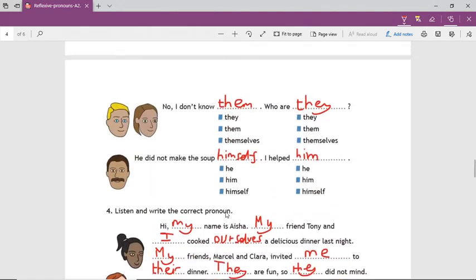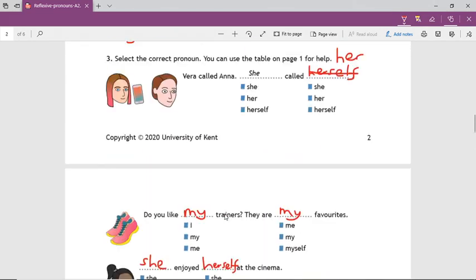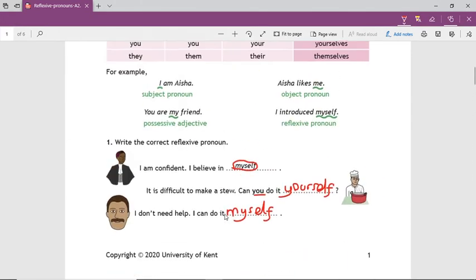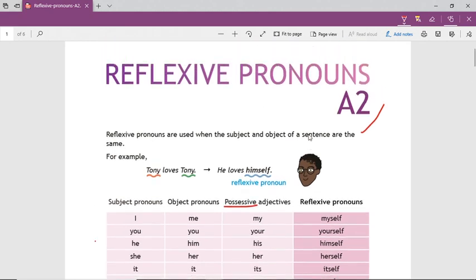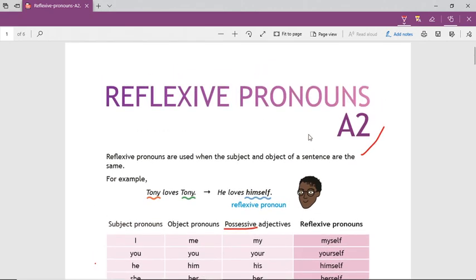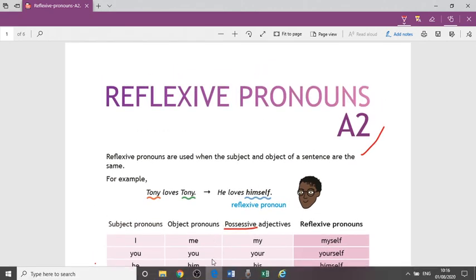Okay, so that's just a quick overview of what we've learned today, and I hope that's clarified some positions, especially when you're talking about, for example, Tony loves Tony, he loves himself. You wouldn't say "we love weselves", you'd say "we love ourselves". So this is really helpful for looking at reflexive pronouns, and I hope that has been a good lesson. Thanks very much.